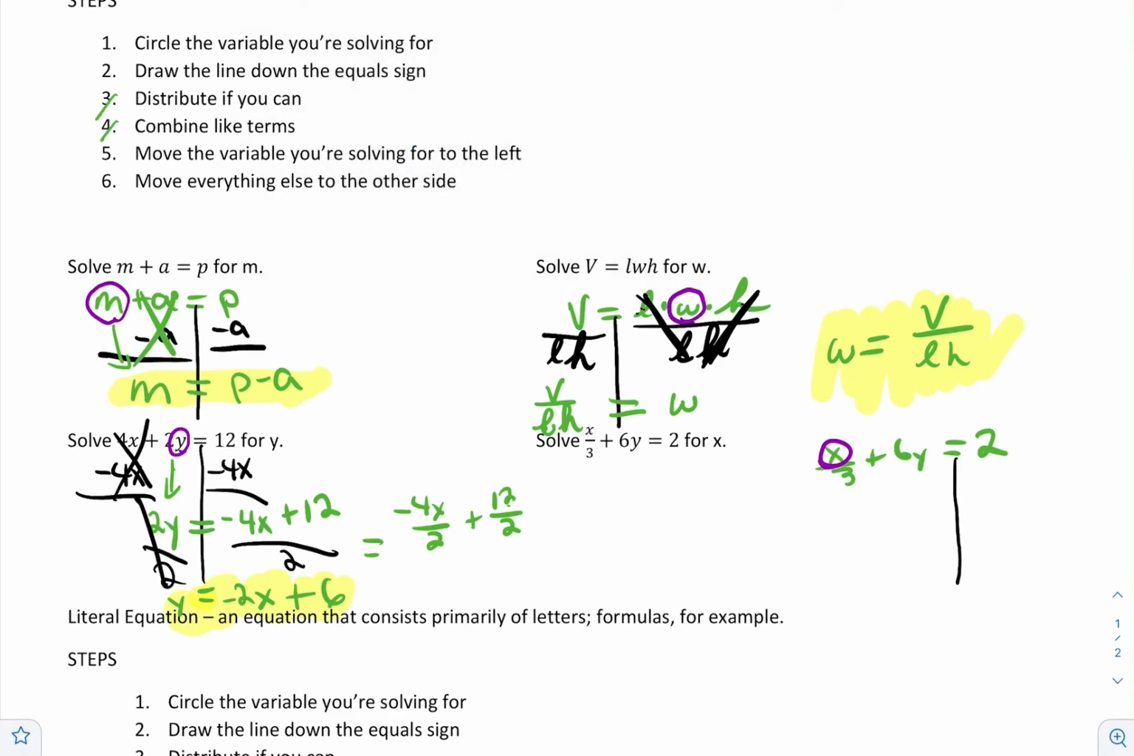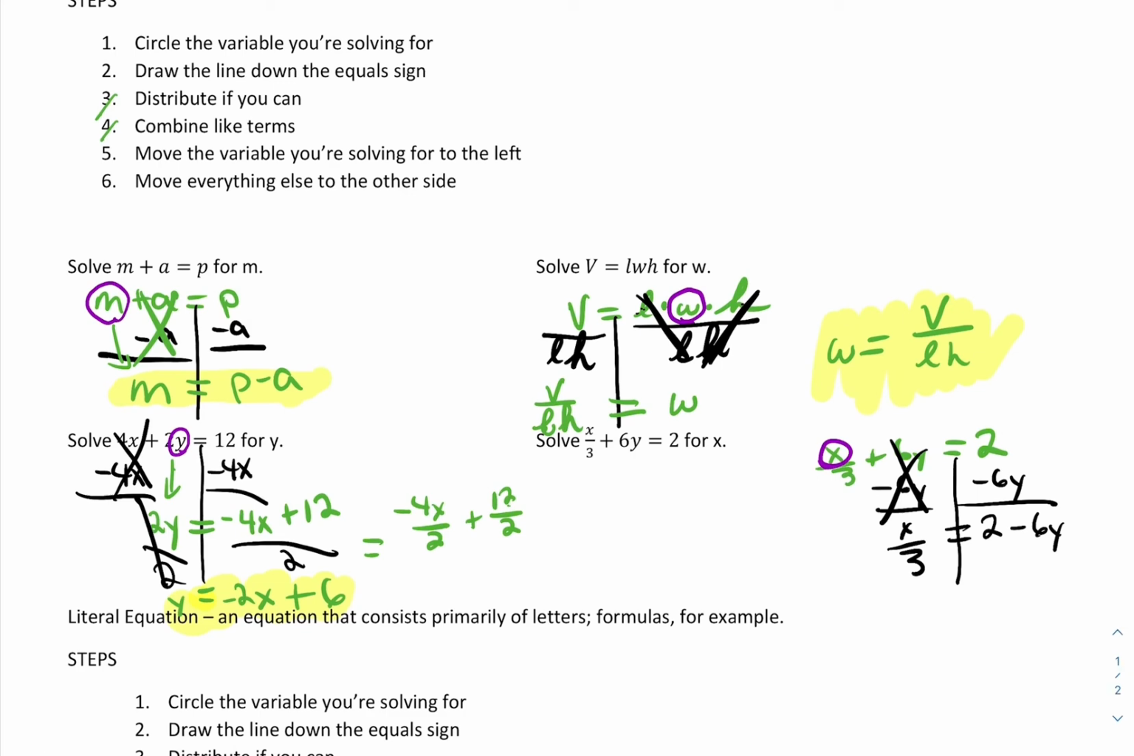All right, we're going to draw our line down the equals. And now it says move the variable you're solving for to the left. It's already on the left side. And now we're just working on moving everything to the right. So here, subtract 6y, so we can get rid of that. 2 minus 6y. Remember, 2 and 6y are not like terms, right? So this is 2 minus 6y equals, the 6y's cancel, x over 3.